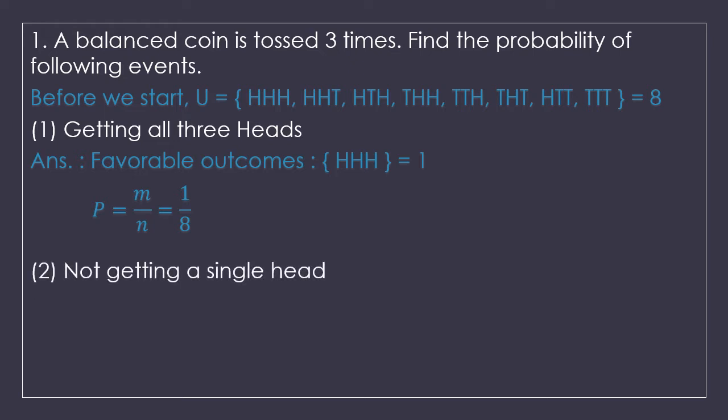Number 2, not getting a single head. So if you check out all the outcomes, you can see there is only one possible outcome where we don't get a single head, and that favorable outcome is T, T, T, that is again 1. So the probability here will be m upon n, that is 1 upon 8. Okay, so total outcomes are 8 and the favorable outcome is 1.